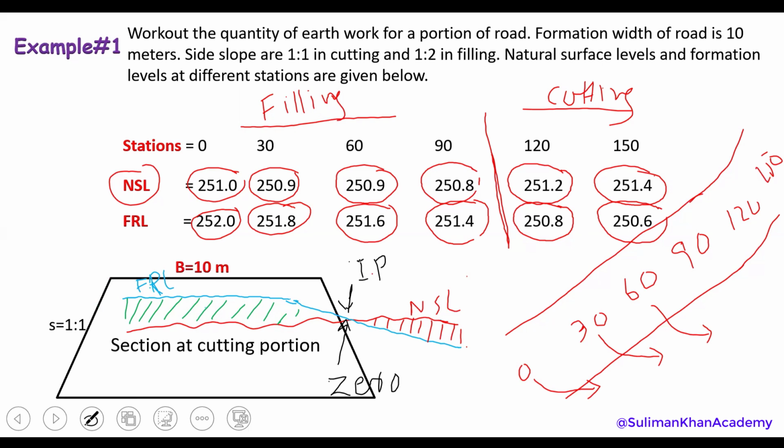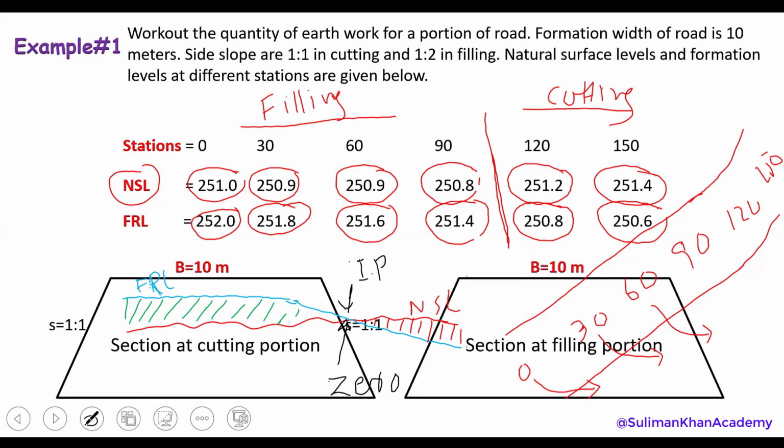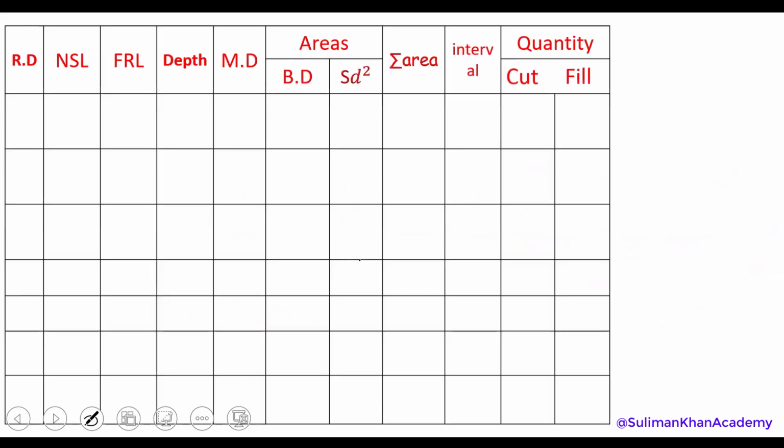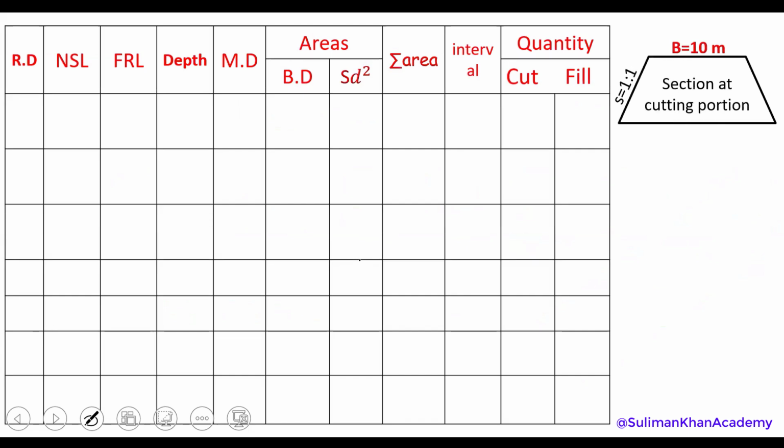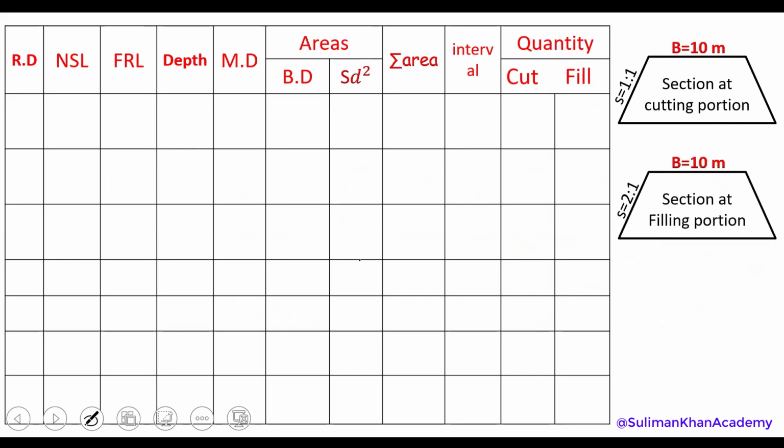The things are a little bit different. So let's just move ahead to the calculation. And in the calculation, let me just have the same table. And here the section for the cutting portion, where the side slope is different, and the section for the filling portion where the side slope is different, which is 2:1. Very simple. So we have RDs, which is 0, 30, 60, 90, 120, 150. I have left this cell blank because I already know that there is an intermediate point.